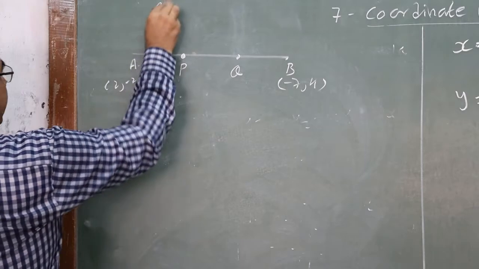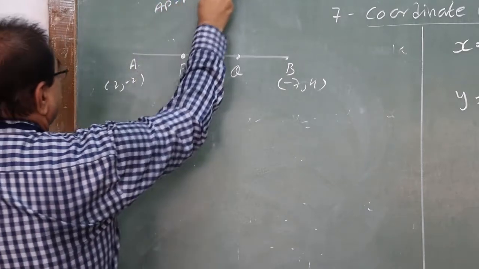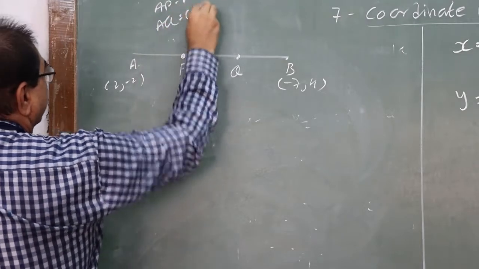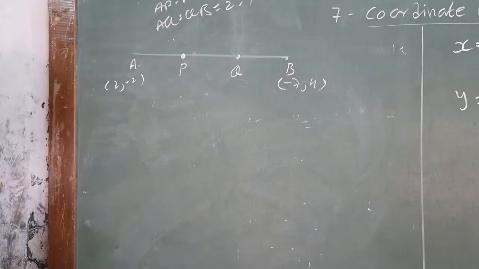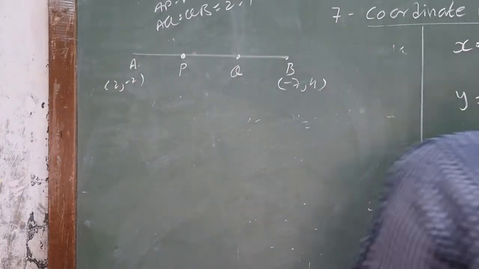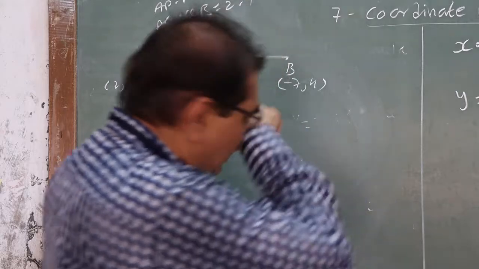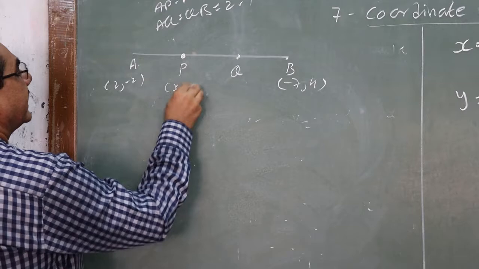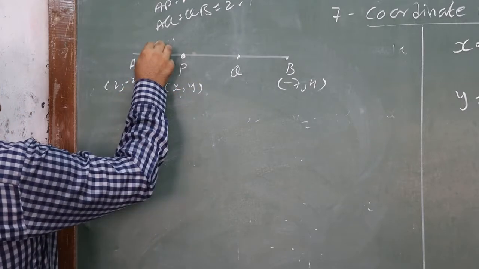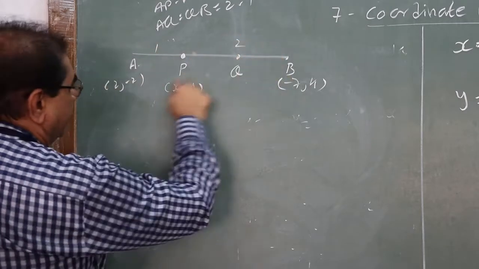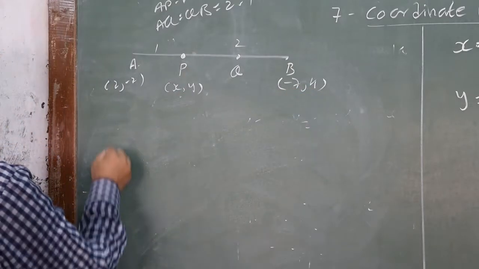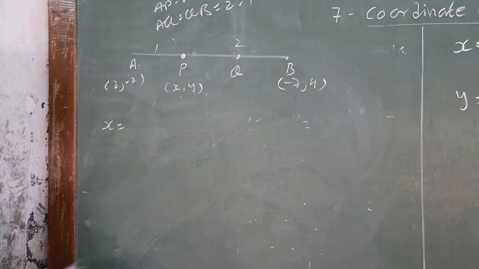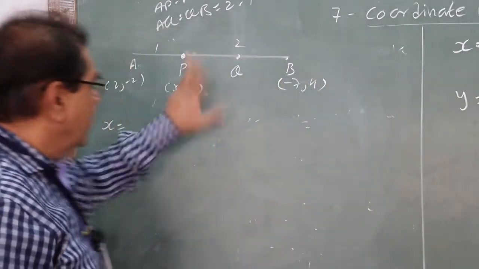So if I say AP is to PB, it is 1 is to 2, and AQ is to QB is equal to 2 is to 1. Anything I can select. So I want to find out the coordinates for point P and point Q also. First of all, I go for point P and I take it x and y. It is 1 and it is 2. PB is 2. Okay. So I go for x is equal to, now I don't write the formula, but we understand how to calculate.